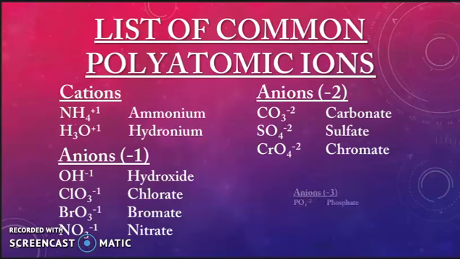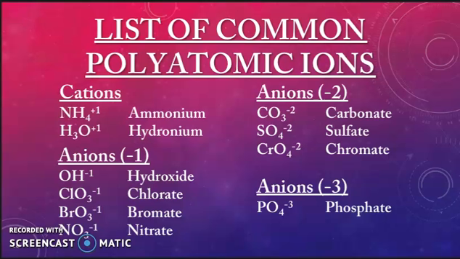And then lastly, another common polyatomic ion is phosphate, and that's a phosphorus with 4 oxygens, and it's going to have a minus 3 charge. So these would be all anions. I didn't write this on here, but the cations that I show are all plus 1 charge.